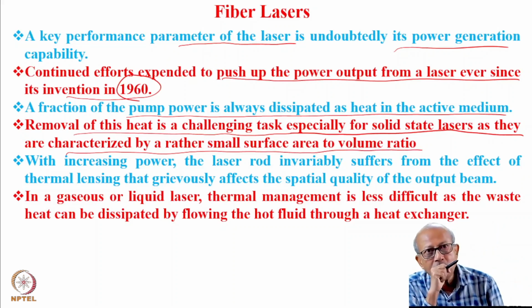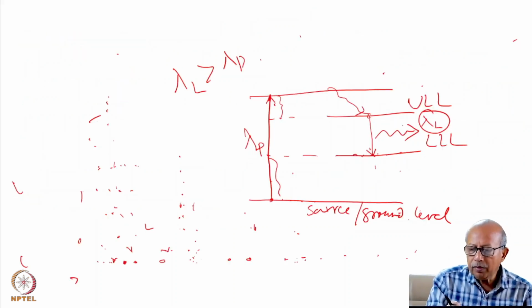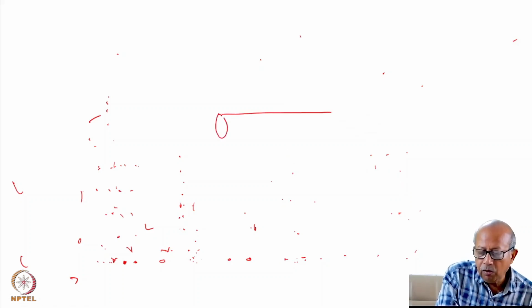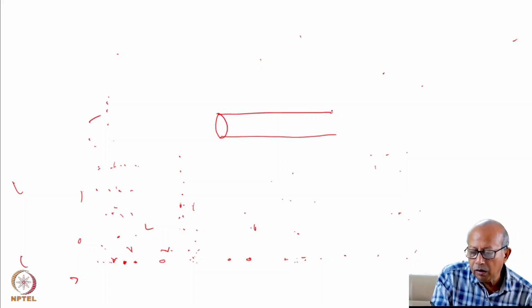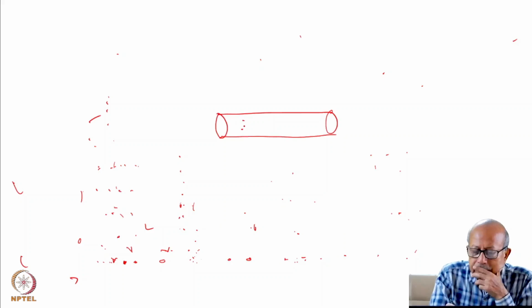Why is surface to volume ratio important? Because a solid state laser, as you know, is normally in the form of a cylindrical rod, that is the host into which the light emitting atoms are doped. You know that. So usually it is in the form of a solid rod, the host. Now, in this, you have doped your light emitting atoms.